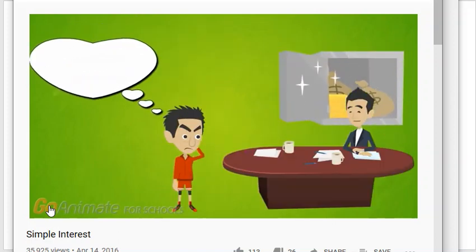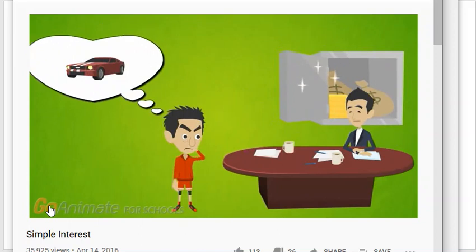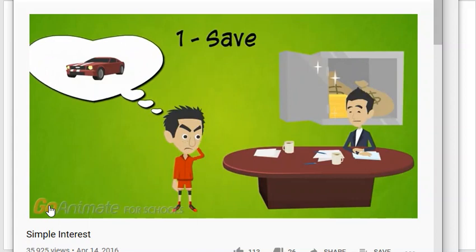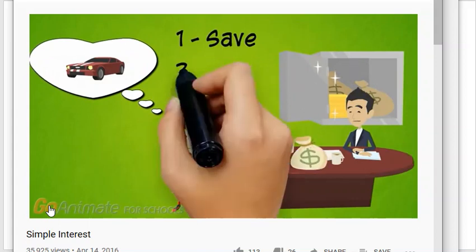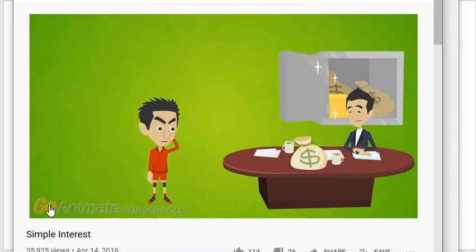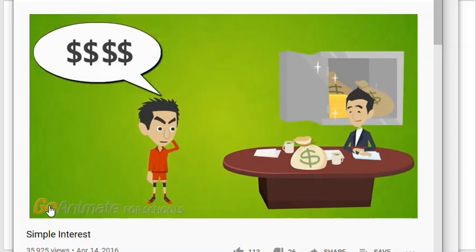Hello Billy, my name is Mr. Bank. You have 2 options to buy this car. Option number 1, you can save the money over time and then buy the car then. Or option number 2, you can borrow the money, buy the car now, and pay me back the money over a set time period. Billy scratches his head. This sounds too good to be true. I can just borrow money, buy the car now, and pay it all back later on.